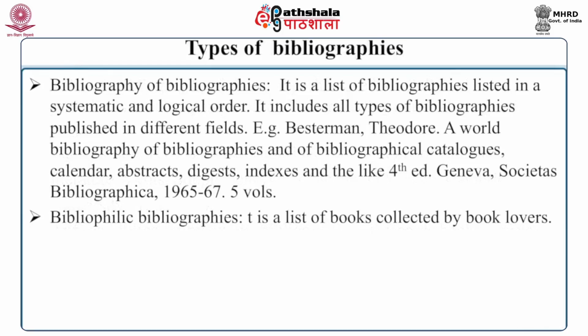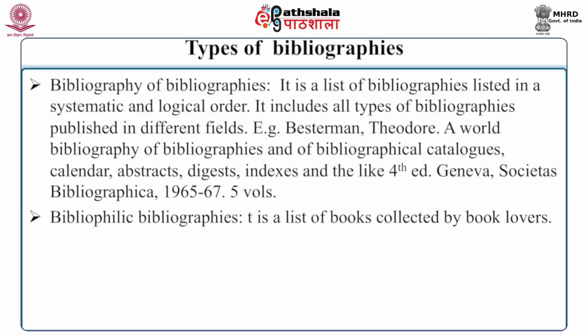Bibliography of bibliographies is the next type of bibliography. A bibliography itself is a secondary source because it is listing the books and periodical articles. These bibliographies became innumerable. So to have control over these bibliographies, bibliography of bibliographies has been developed. So it is a list of bibliographies listed in a systematic and logical order. It includes all types of bibliographies published in different fields. Example is the World Bibliography of Bibliographies and the bibliographical catalogs, calendars, abstracts, digests, indexes, etc.